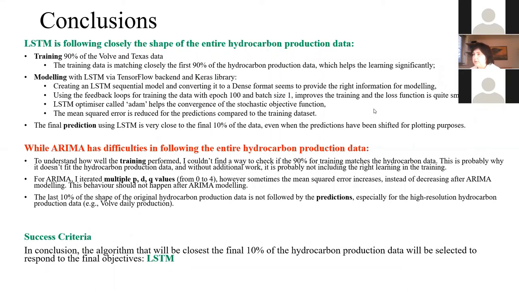shifting the data, while ARIMA has difficulties in following the entire hydrocarbon production data. I train 90% of the data, and as you have seen, the last 10% of the data were not following the real data, even if I have created multiple PDQ from 0 to 4. Sometimes ARIMA increases the mean squared error, which should not happen after ARIMA modeling. So the predictions with ARIMA are not very good.